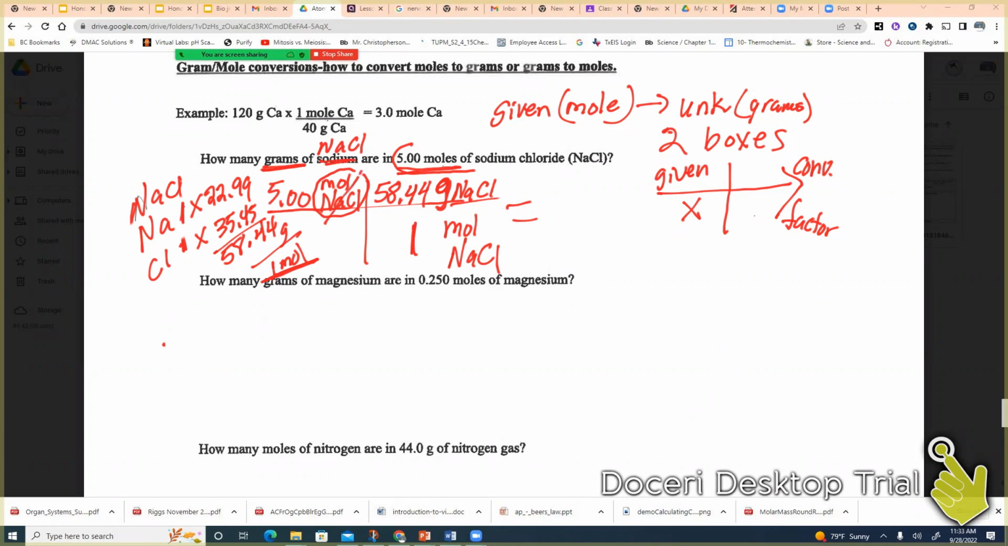Now if I look at that, my moles cancel out. I'm left with just grams, which is what I wanted. So now all we have to do is put it in your calculator. In this case, it would be 5 times 58.44 and then divided by 1. So that wouldn't change. We have to worry about sig figs. Remember the sig figs are going to come from your given. So how many sig figs do I have in 5.00? That means my answer can only have 3 sig figs. 292, and my units are grams.